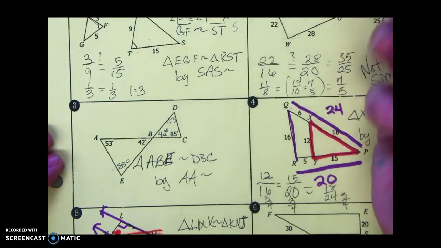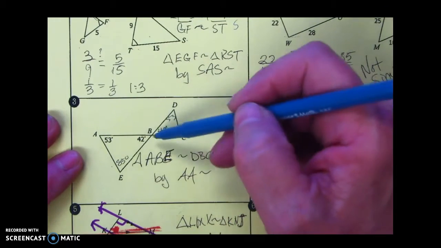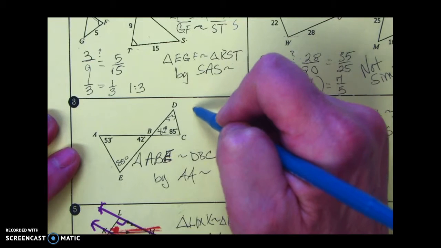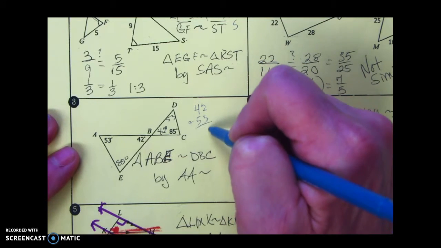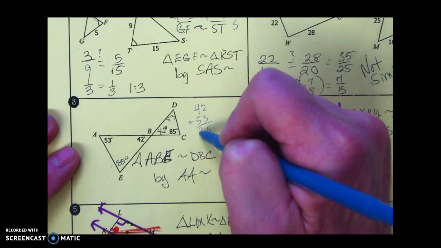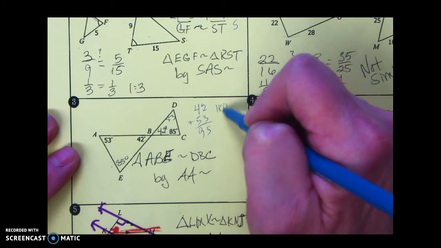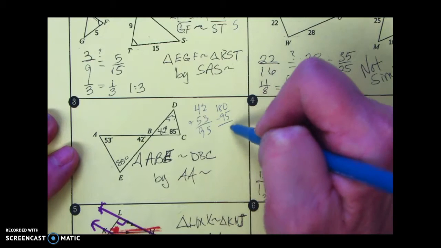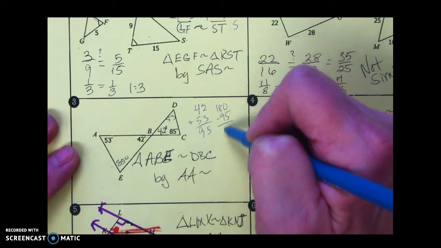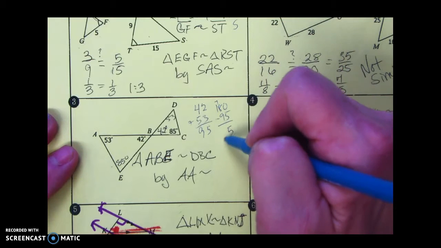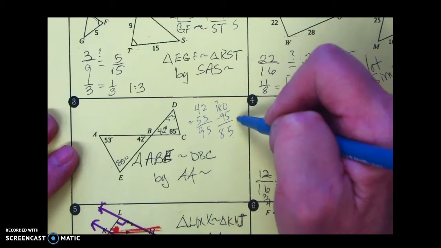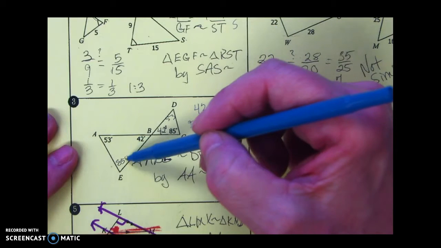So, what did we do here? We added 42 plus 53. And that came to 95. Then we took 180 minus 95. And that comes to 85. So that means this angle had to be 85.